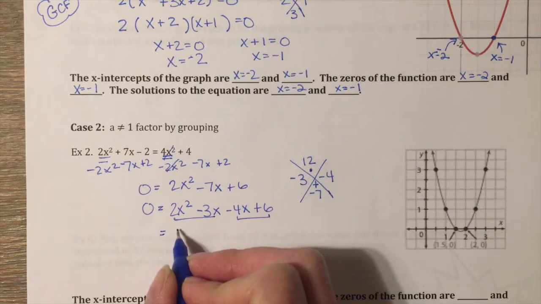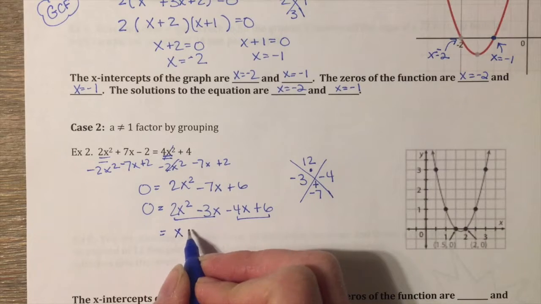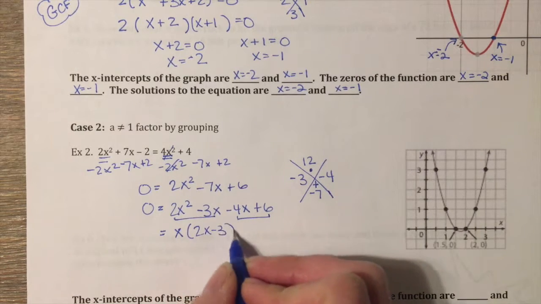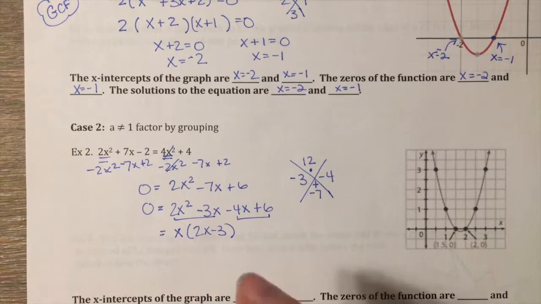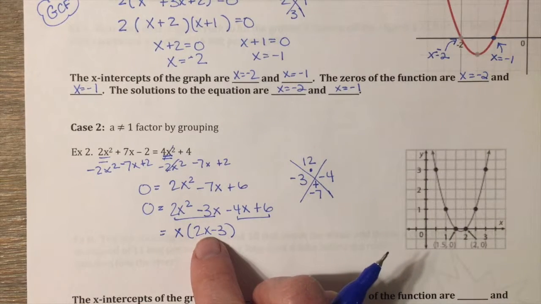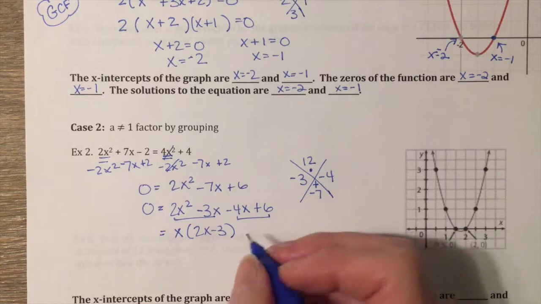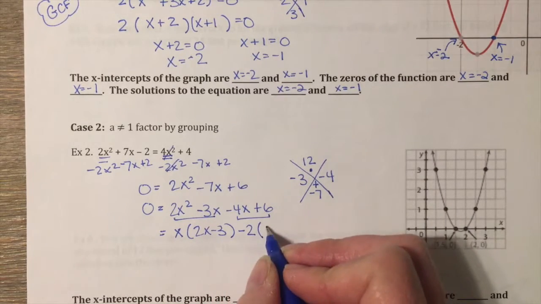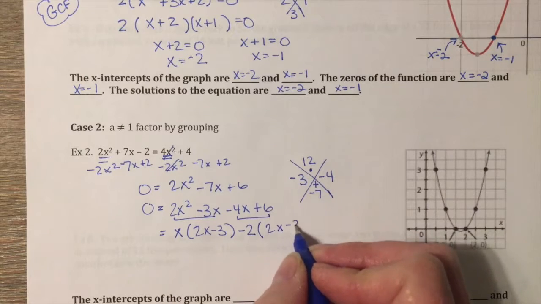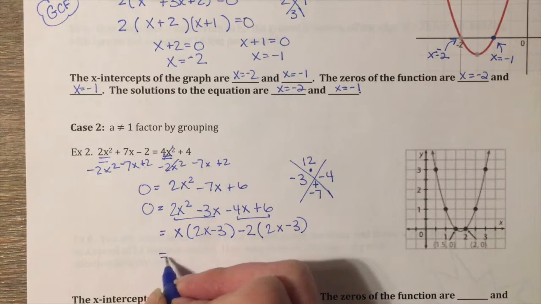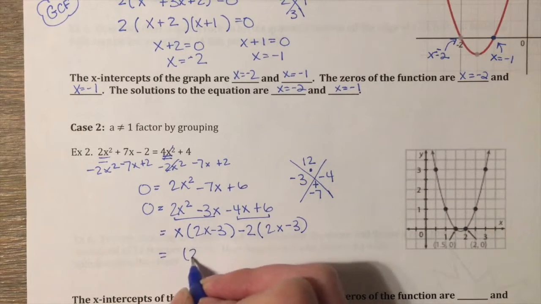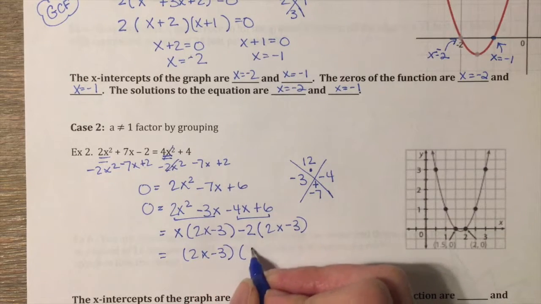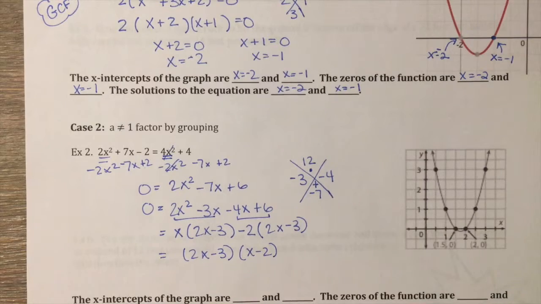You'll notice here that I get an x as my greatest common factor, so I have 2x minus 3. Be careful with your signs so that I can get a positive 2x and a -3. I'm going to factor out a -2, which would then give me my 2x minus my 3. And finally, to finish this off, I'm going to factor out my 2x minus 3, and I'm going to then have an x minus 2 left over.